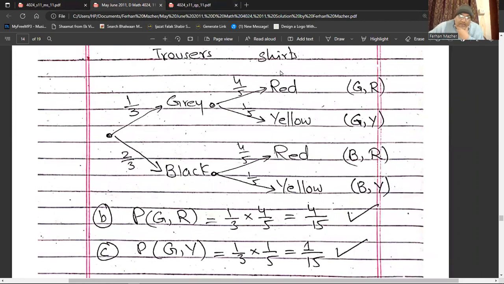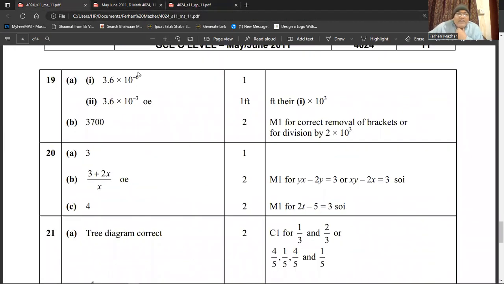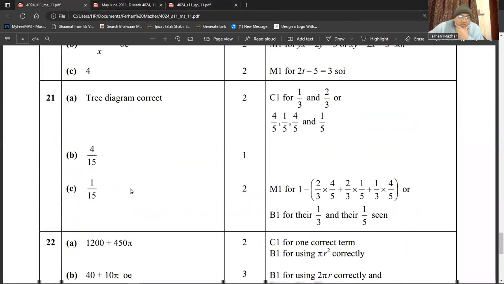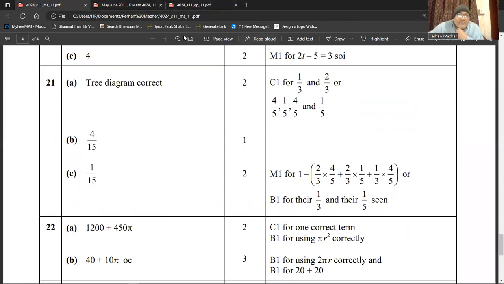The gray comma red is this, gray trouser and red shirt. So its probability will be by multiplying these probabilities. So 1/3 multiply 4/5, that will be 4/15. 4/15 is the right answer, sir.